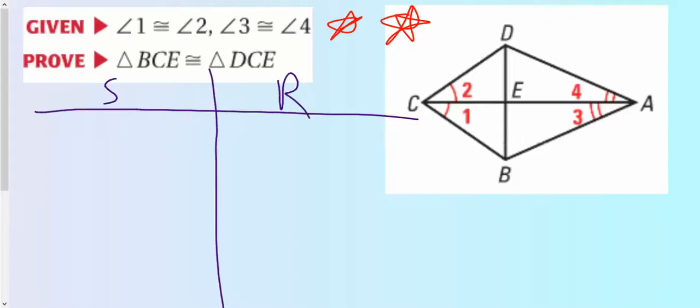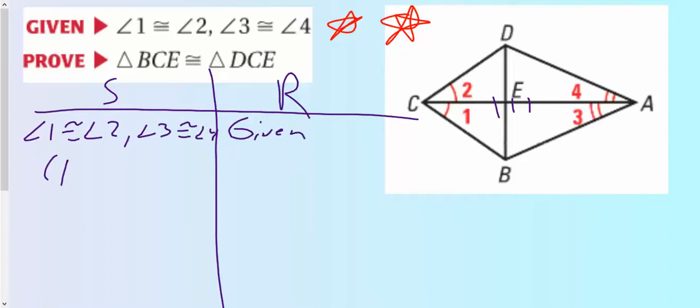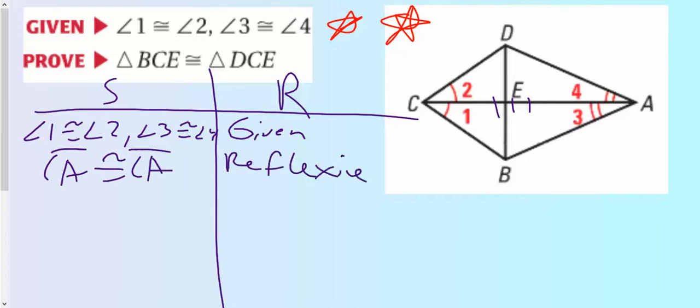I'm going to go with this reflexive side right down the middle. CA is congruent to CA. So angle 1 is congruent to angle 2. Angle 3 is congruent to angle 4. Given. And then CA is congruent to CA. Reflexive. Which makes triangle CDA congruent to triangle CBA. And that's angle, side, angle.